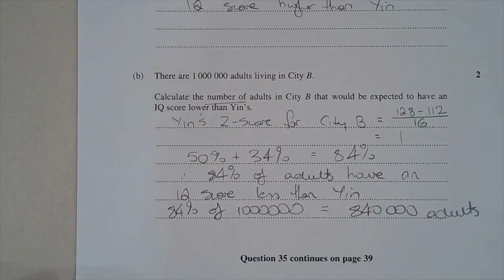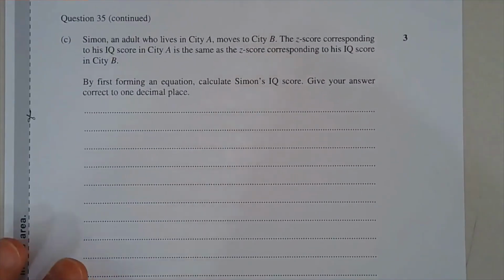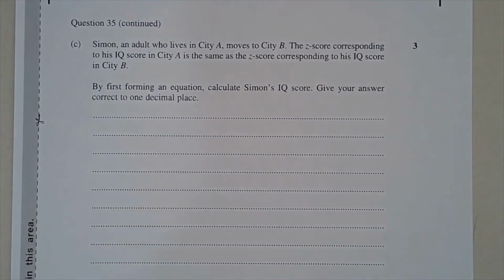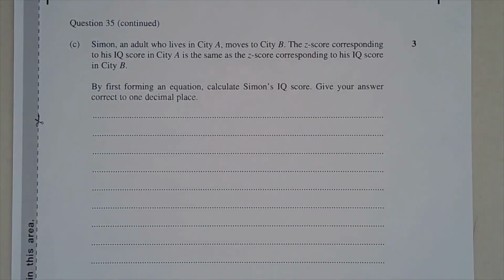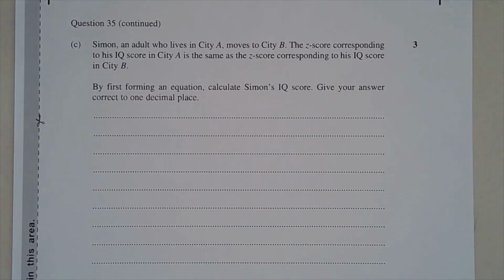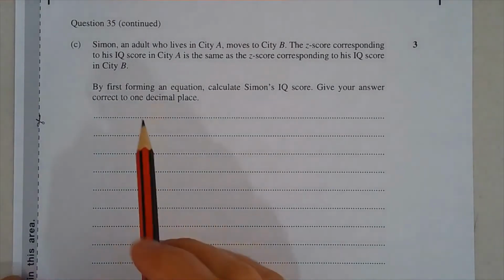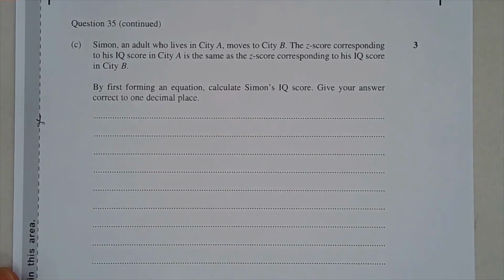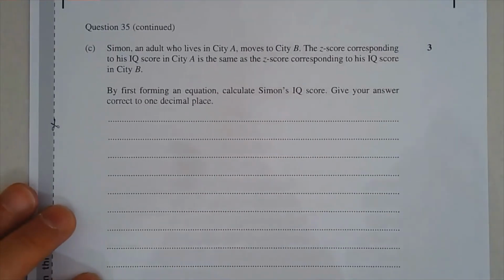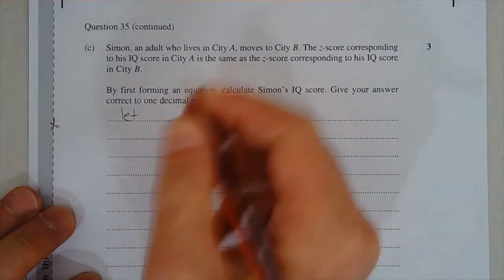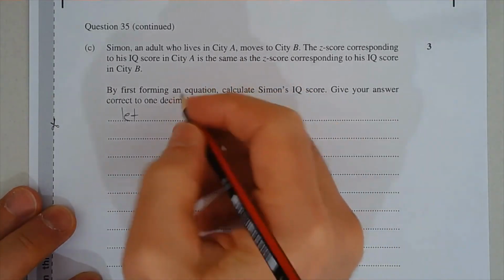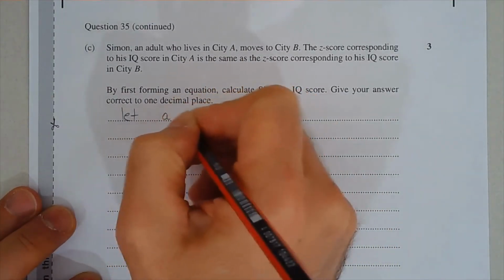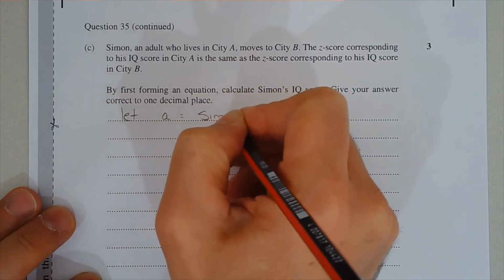Right, let's go to the final part now, part C. Simon, an adult who lives in City A, moves to City B. The Z-score corresponding to his IQ score in City A is the same as the Z-score corresponding to his IQ score in City B. By first forming an equation, calculate Simon's IQ score and give your answer correct to 1 decimal place. So first of all, we're going to let A equal Simon's IQ score.